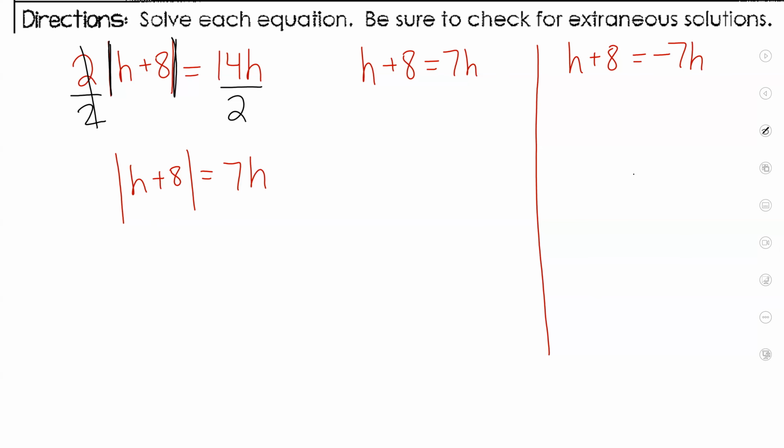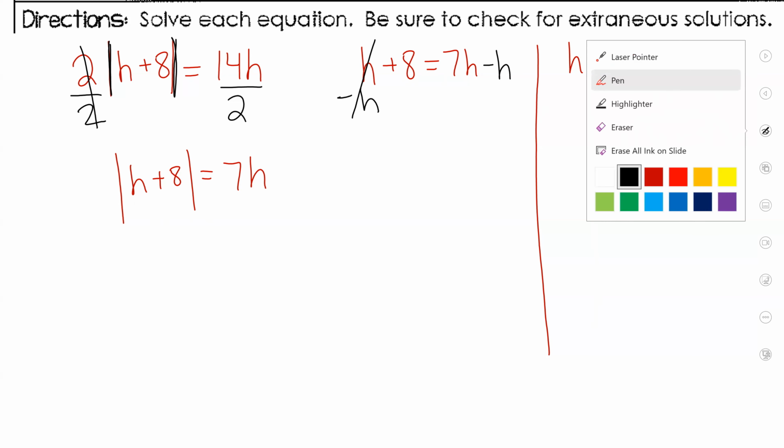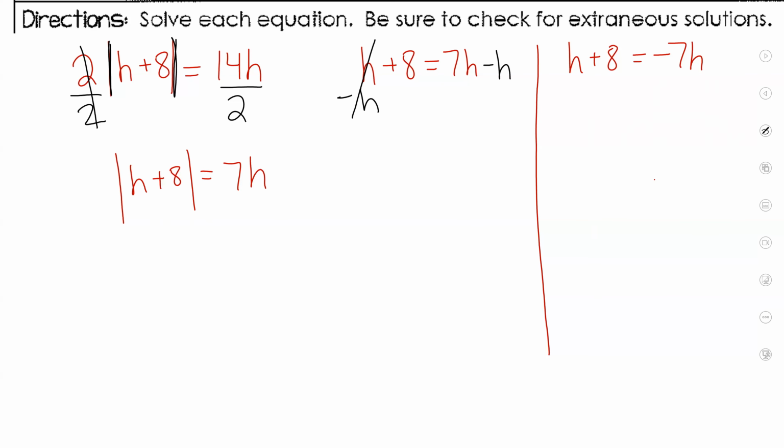Okay, so we need to combine like terms. That means my h's need to go together. So I'm going to subtract h. H minus h is 0, so that's gone. I'm also going to subtract h over here. So I get 8 equals, what's 7h minus 1h? 6h. All right, and then you divide both sides by 6.